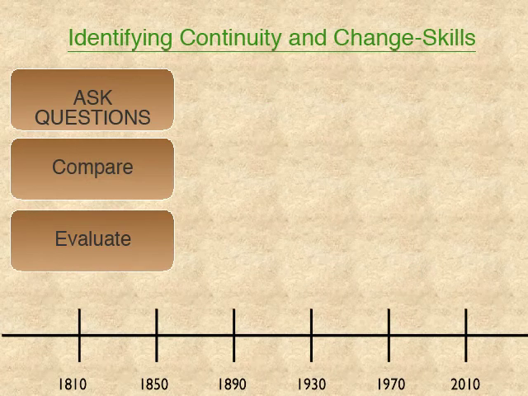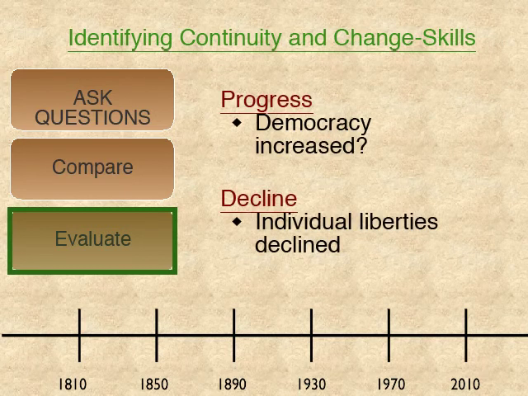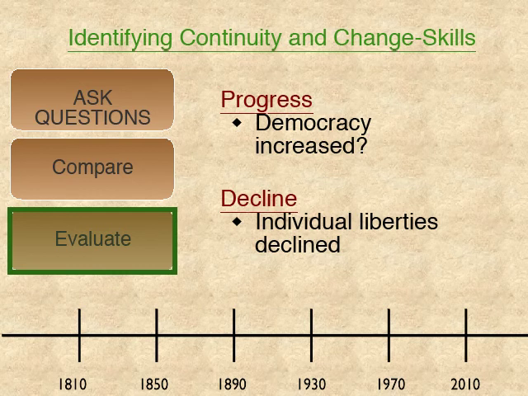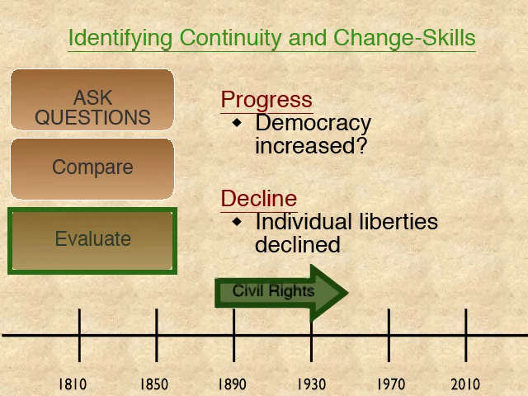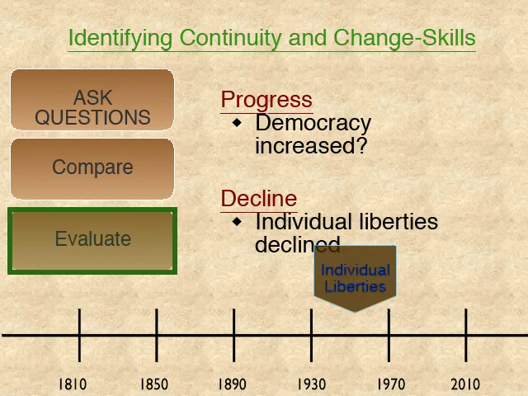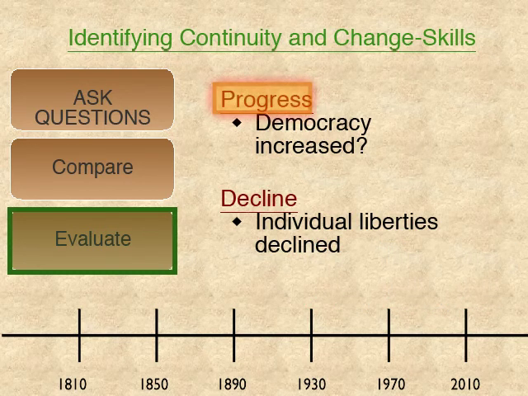The next skill builds upon the comparison. Evaluation is necessary to determine continuity and/or change in the times being compared. A standard analytical frame for evaluating change over time is progress and decline. For example, in American history, we ask, has democracy increased since the 1790s when the Constitution was written? Have civil rights been expanded to larger groups of people between 1920 and 1980? Have individual liberties declined over the 20th century? Each of these questions is evaluating the progress or decline of change.